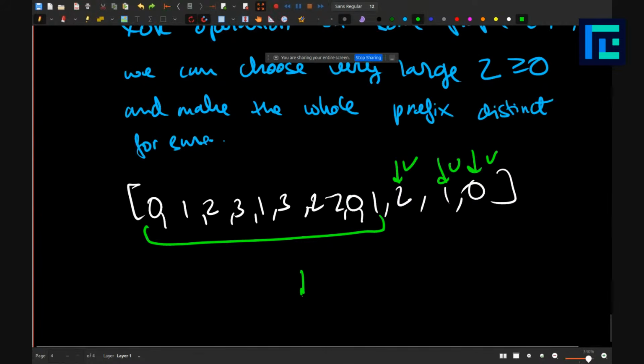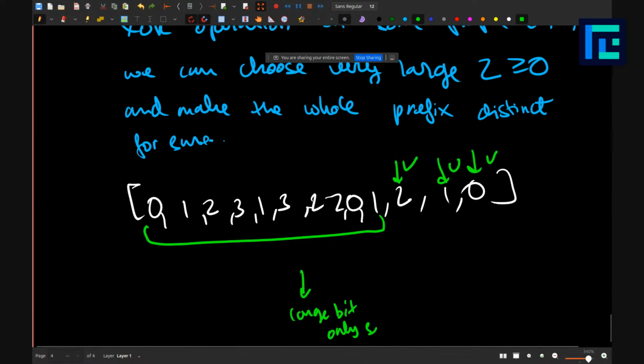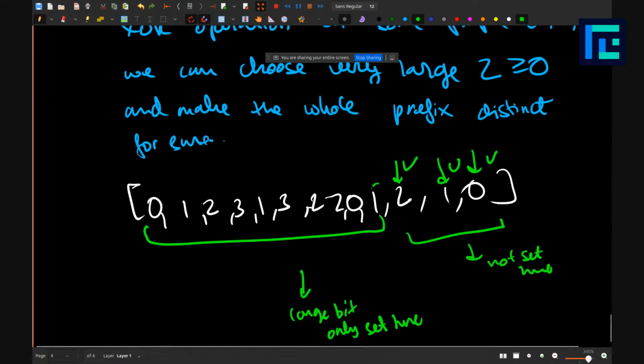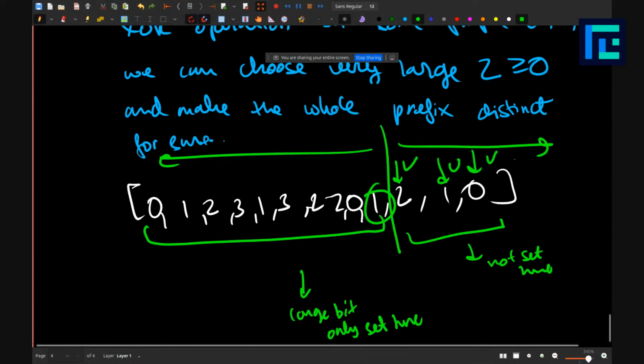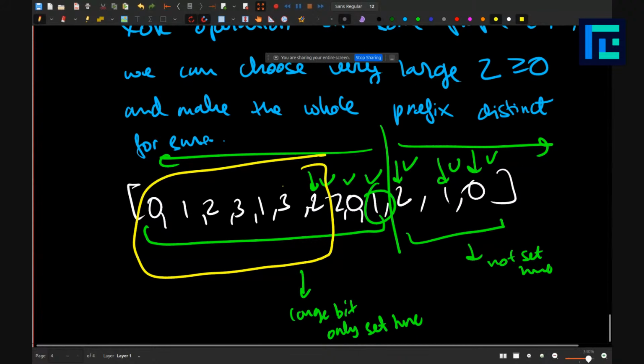Since that large bit is going to be only set here and not set here, we have ensured that this XOR has made sure that this left half is distinct from the right half, right? We have made sure that this left half will always be distinct from the right half. And again, we can continue this process. So this will be distinct, this will be distinct, this is distinct, then this is non-distinct. So again, we will XOR with some very large number, right? So again, these will all be distinct.